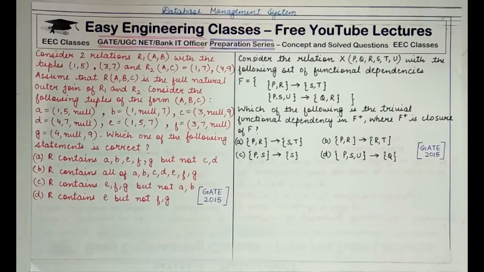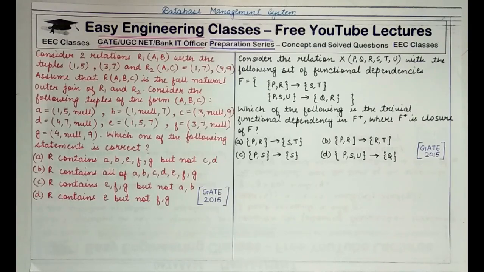Consider the two relations R1(A, B) with the tuples (1, 5) and (3, 7), and R2(A, C), which has the tuples (1, 7) and (4, 9). Assume that R(A, B, C) is the full natural outer join of R1 and R2.